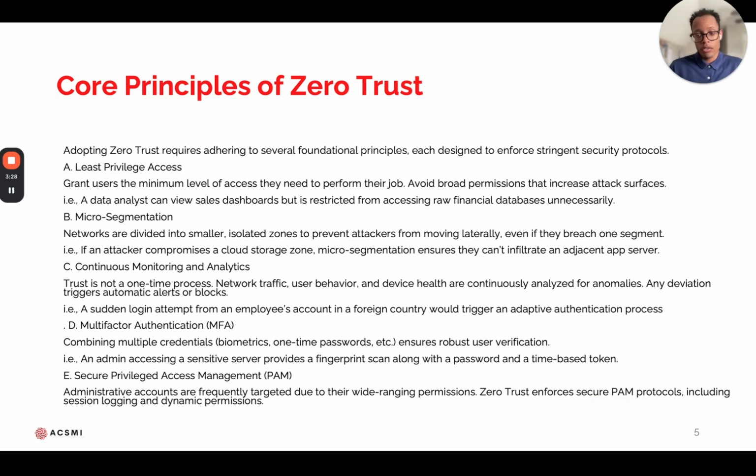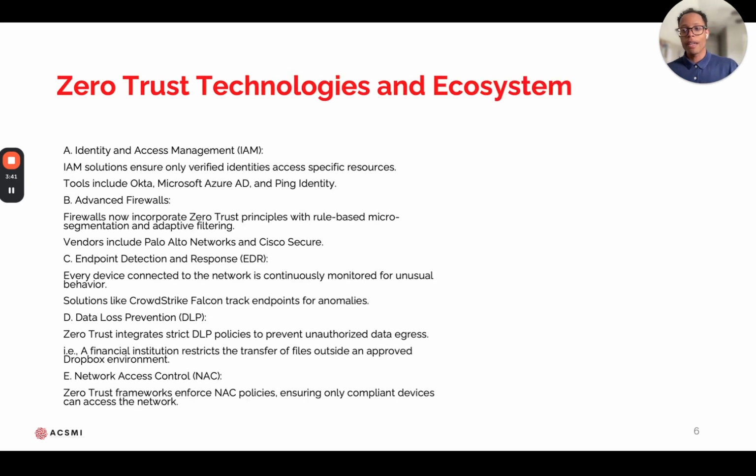Administrative accounts are always targeted, always, because they have the keys to the kingdom. So Zero Trust enforces the use of privileged access management. This includes session monitoring, logging, and making sure those permissions are actively reviewed. Now let's talk about the ecosystem and technologies currently utilized. We've talked about this before: advanced firewalls, endpoint detection and response. These are all tools you can use, and they are effective.